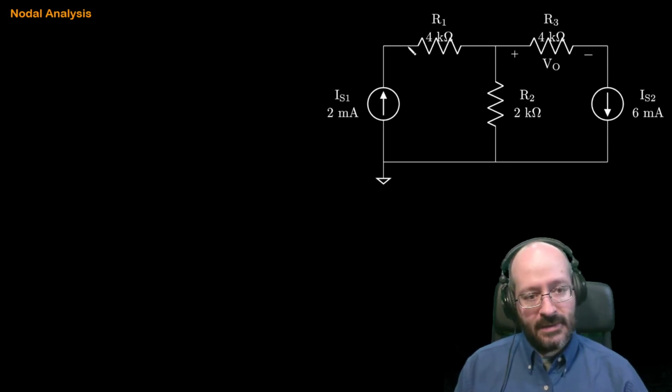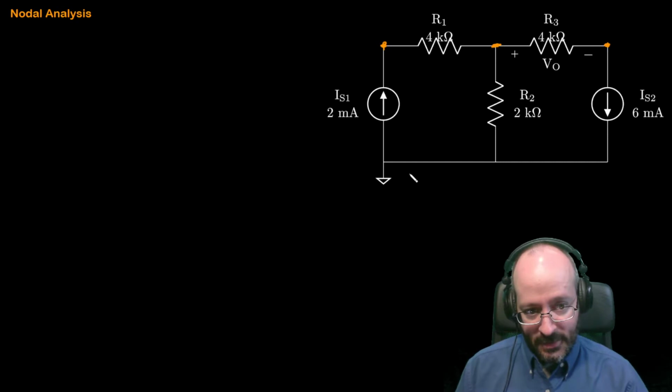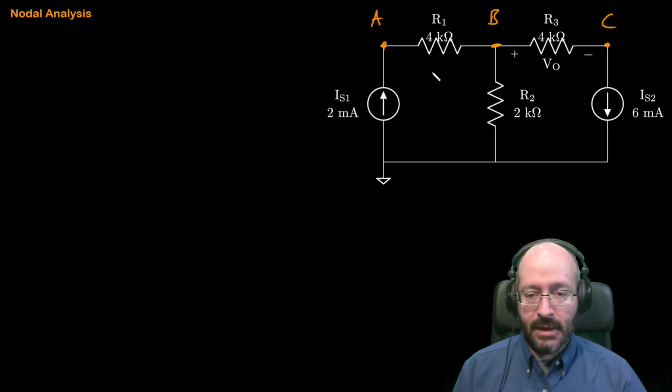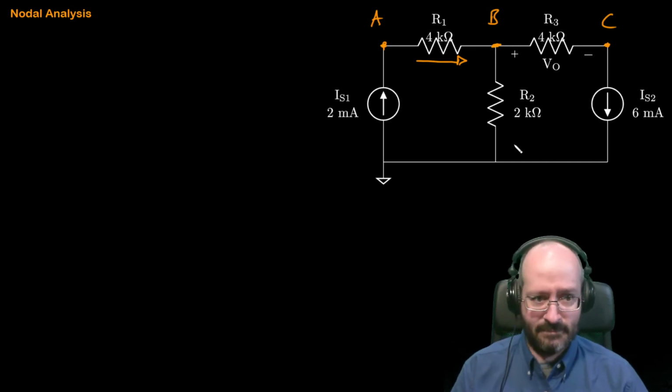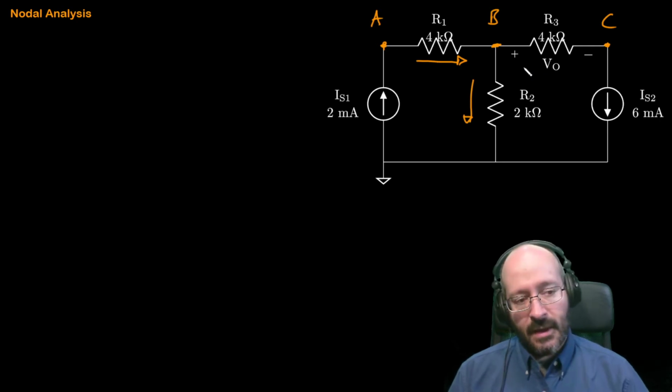So let's see. I'm going to label my non-reference nodes. Okay, so I've got 3 non-reference nodes again. So I'm going to label them there. This node down here is ground, so that is the reference node. A, B, and C. And I'm going to label passive current directions. Okay, this is active and that's active. I can't change that. But passive current directions, I'm just going to pick a direction.